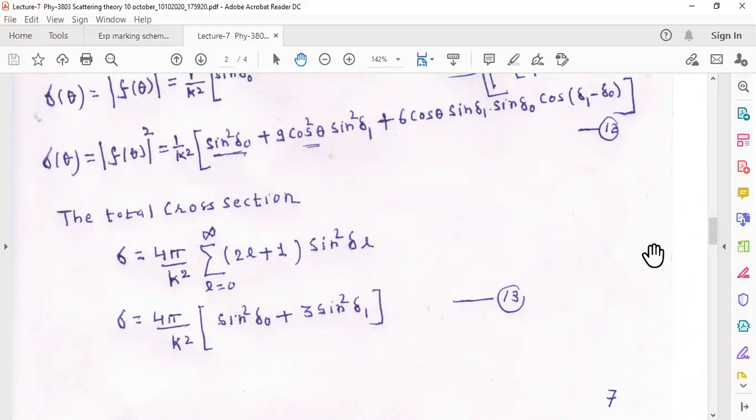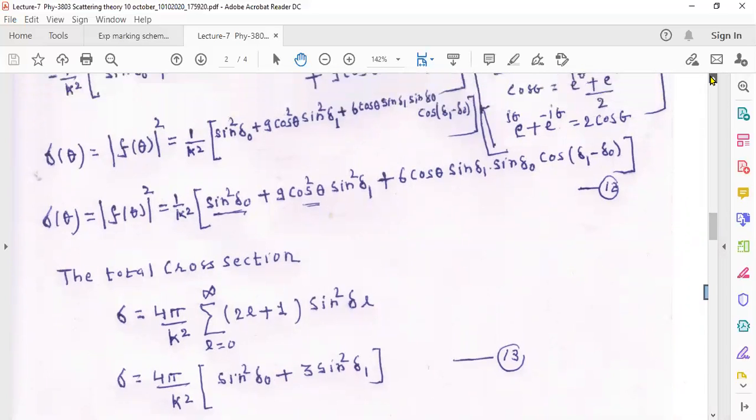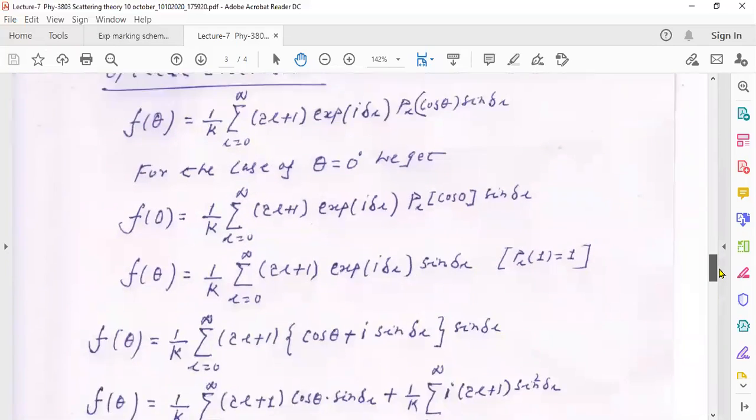So this you please remember. And you see we have calculated the differential scattering cross section here, sigma of theta, because of the scattering of S wave and P wave. There is a phase shift delta 0 which is very prominent. Delta 1 is also considerably large, but delta 0 should be greater than delta 1. Please remember this.